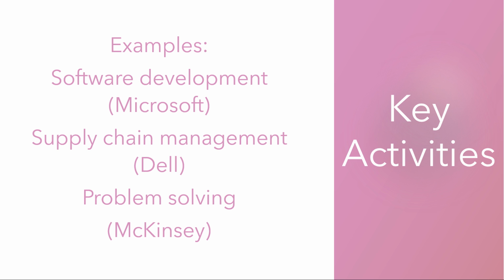Now, it's important to remember that key activities do depend on the business model type. Examples of this would be for Microsoft, key activities would include software development, whereas for Dell, key activities would include supply chain management. Another example of this would be McKinsey, which is a consultancy firm. Key activities would include problem solving.